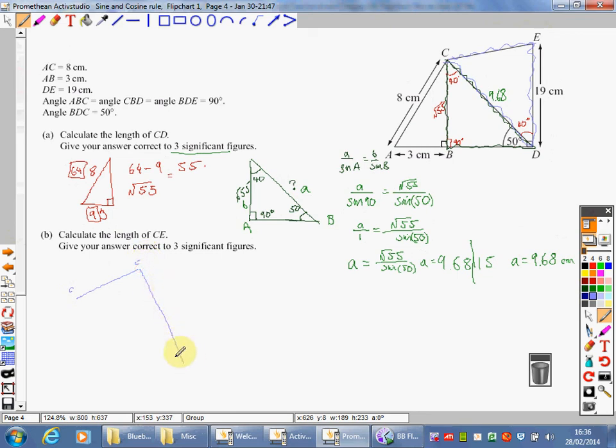a triangle like that. I know, because what I did right at the very start, I worked out that angle there was 40. I know this here is 9.68, and I know this here is 19 centimetres. And I'm trying to find this distance x here. Well, two sides and the angle between. That is the good old cosine rule. So a squared equals b squared plus c squared minus 2bc cos a.